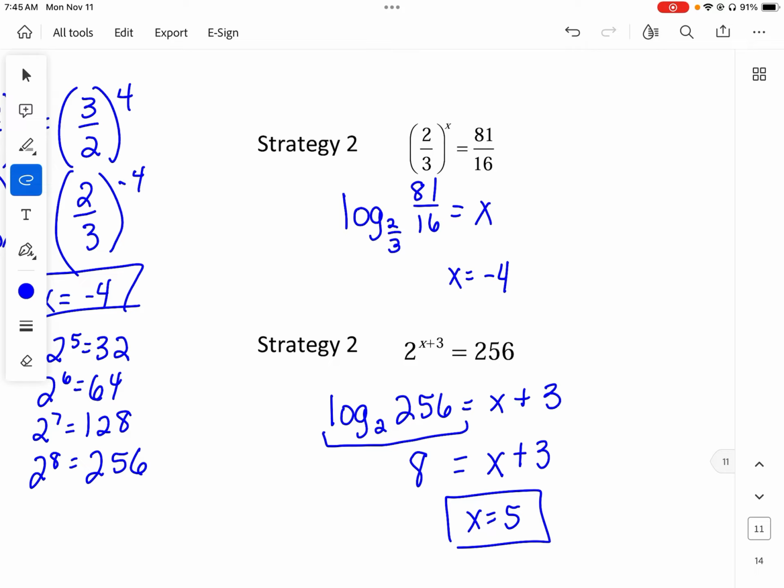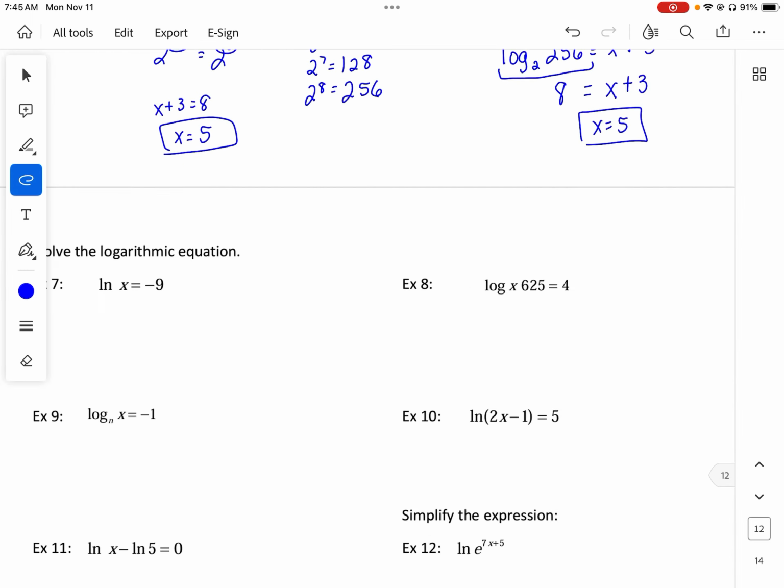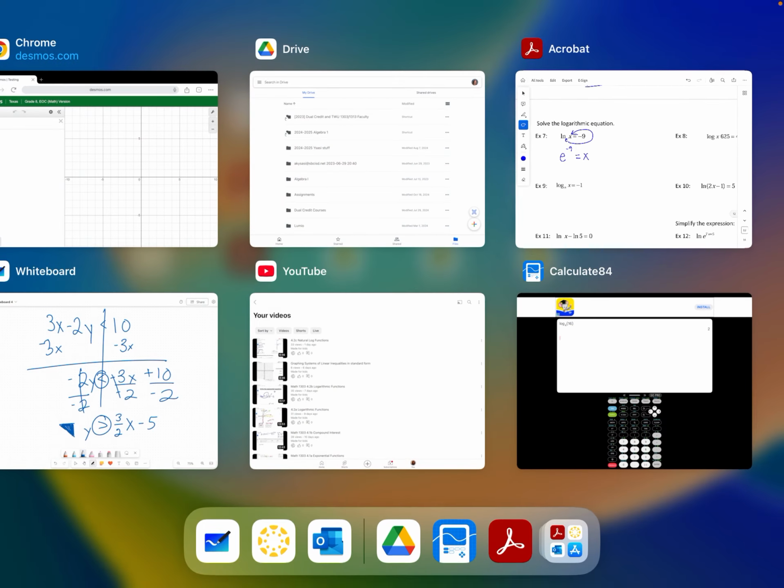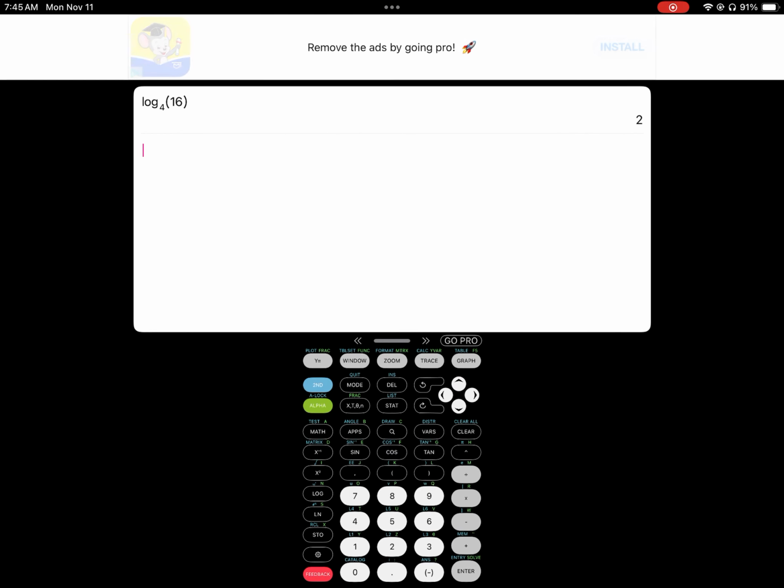Okay, let's go to the next page. Solve the log equations. So ln x equals negative 9 means e is our base. So e raised to the negative 9, because we're doing the swirl, equals x. So we would put that into the calculator. I want to show you what that looks like in the calculator. So we're going to put in e, second ln to the negative 9.